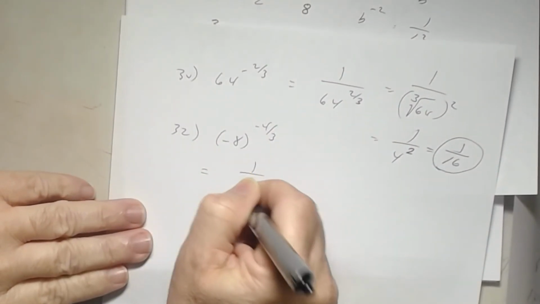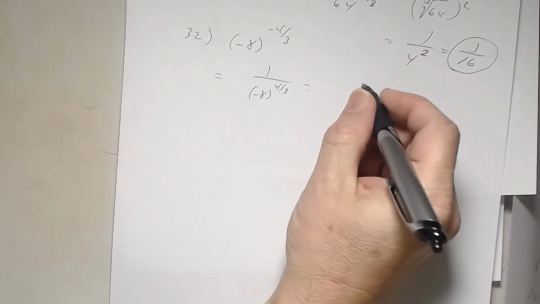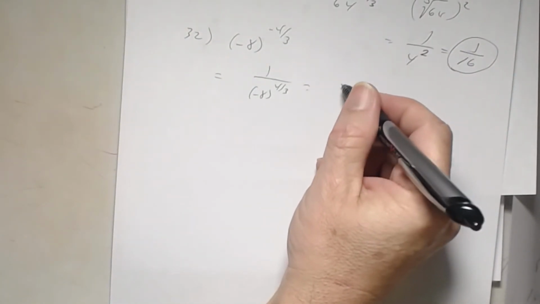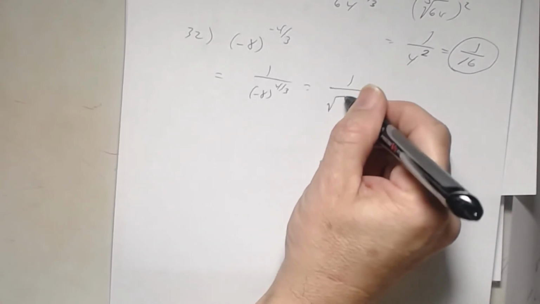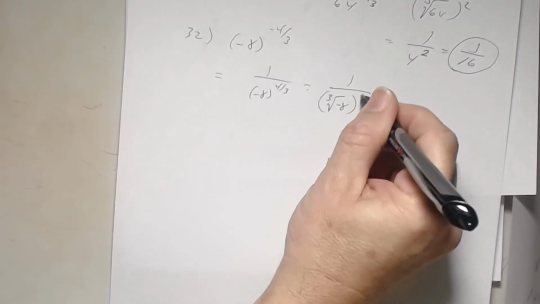1 over. Don't change it to radical yet. 1 over negative 8 to the 4/3. All right, write it like that first. Now change it to a radical. So what's that? 1 over the cube root of negative 8, with the 4 outside of the parentheses.